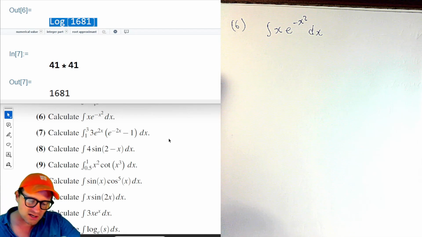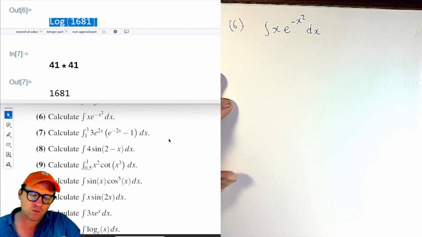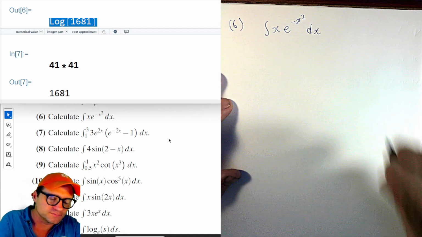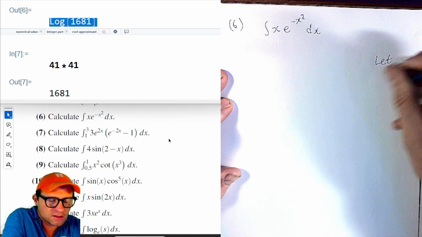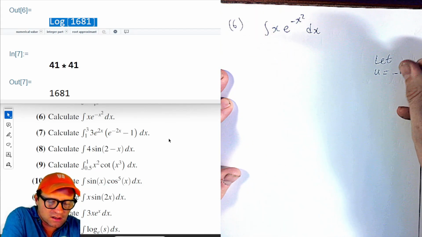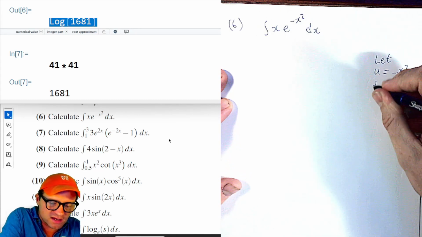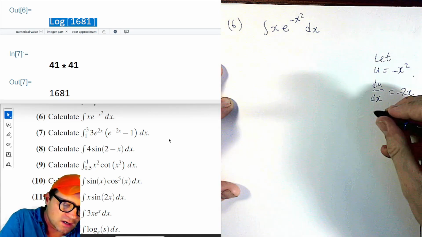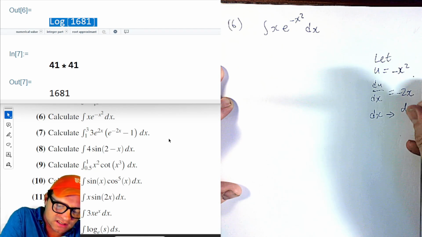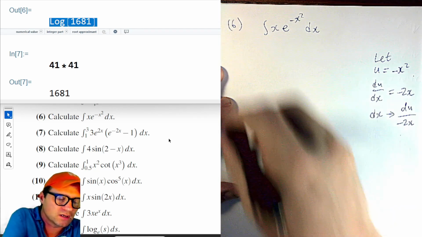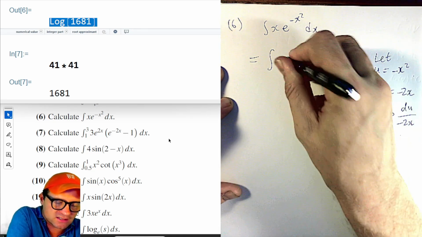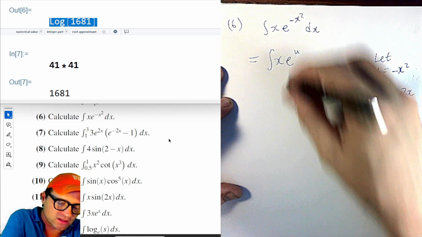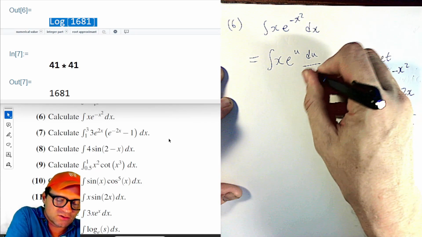All right, so just a mental note, the derivative of x squared is 2x. And so we want to let u be equal to the exponent here. So let u be equal to minus x squared. Okay, so then du on dx is minus 2x. And so we can then replace dx with du over minus 2x in here. So x e to the power of u, because u is minus x squared. We're replacing dx with du over minus 2x.